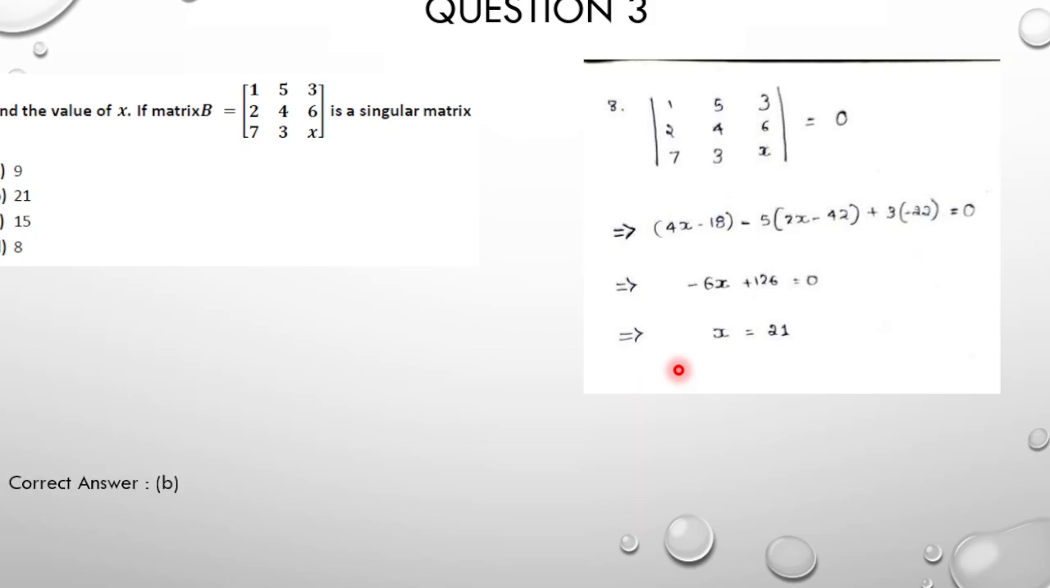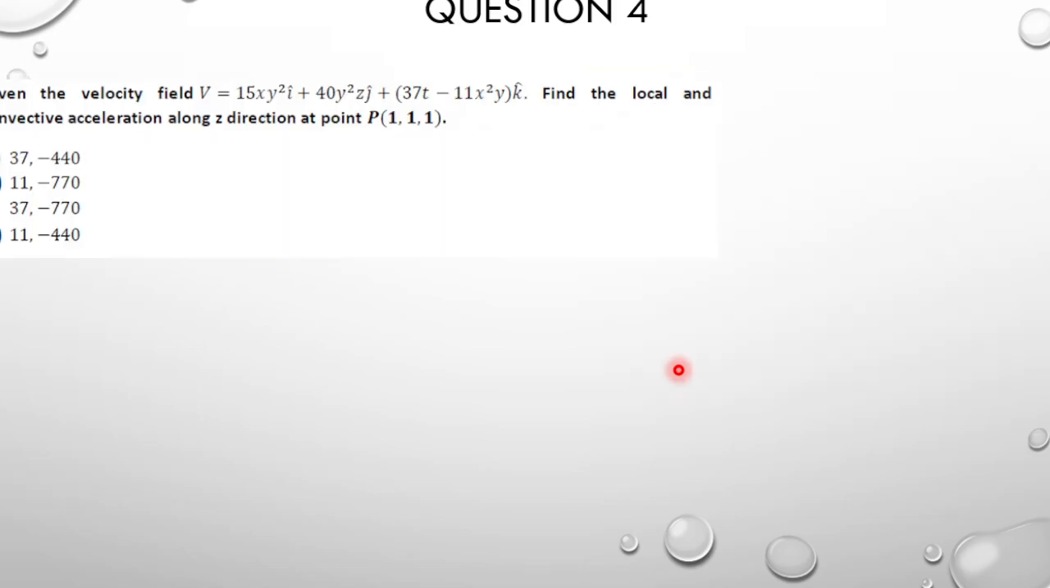So the week 0 is basically on fundamentals of numerical methods and mathematics. So it's very preliminary exercises. Now if you see the fourth question, it is a little bit related to the fluid mechanics side, I would say. Basically the velocity field has been given, it's a vector field and it's a three-dimensional field. So what they have asked is to find the local and convective acceleration along the z direction, and the coordinates at which we have to find these accelerations are also given.